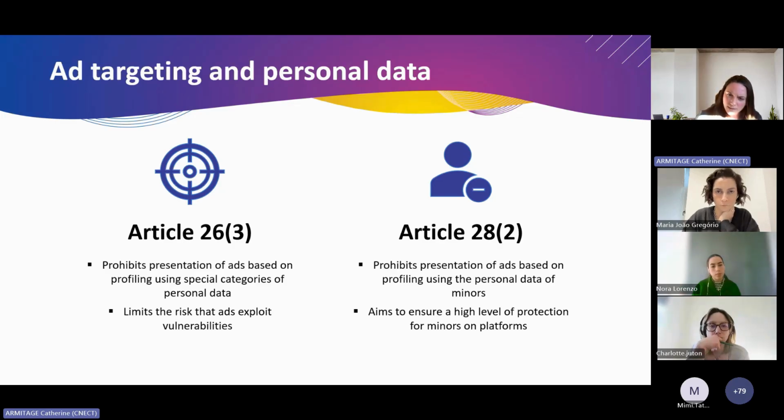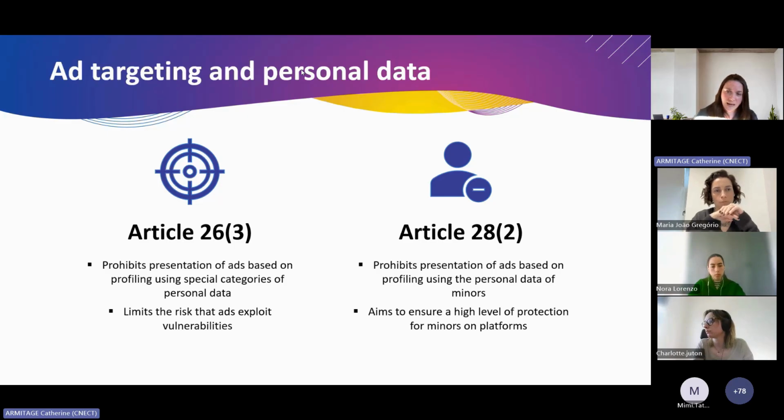Then Article 28.2 prohibits online platforms from presenting ads based on profiling using the personal data of minors when the online platform is aware with reasonable certainty that the user is a minor. Again, it's similar to the previous article. It's drawing on the GDPR definitions of ads based on profiling. And the purpose of this is that it aims to ensure a high level of protection for minors on platforms.